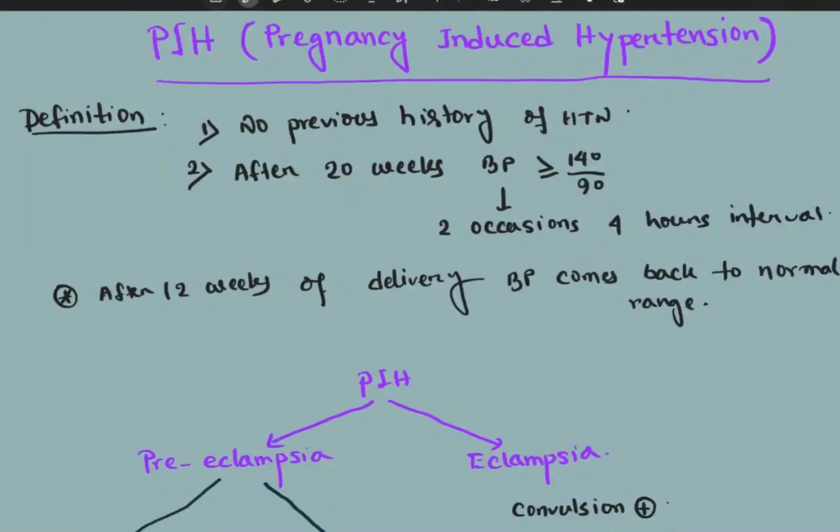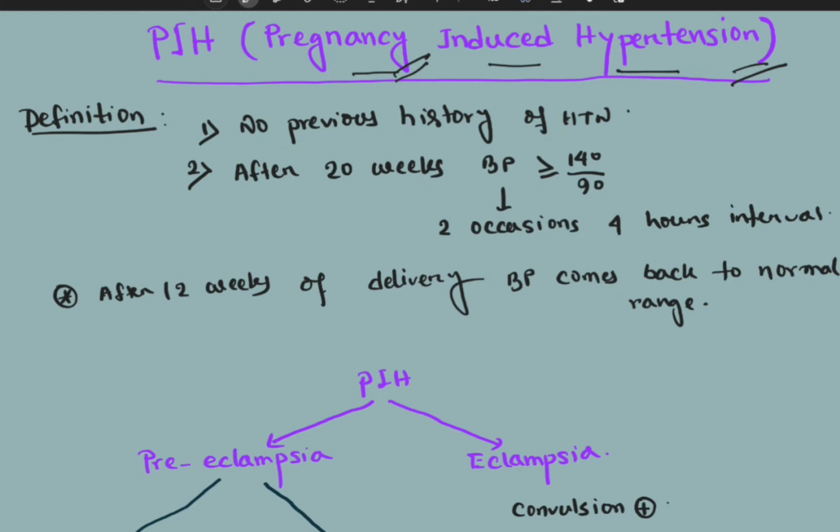So our topic today is PIH, which stands for pregnancy-induced hypertension. And from the name we can understand that this type of hypertension happens due to pregnancy. That's why this is called pregnancy-induced hypertension.